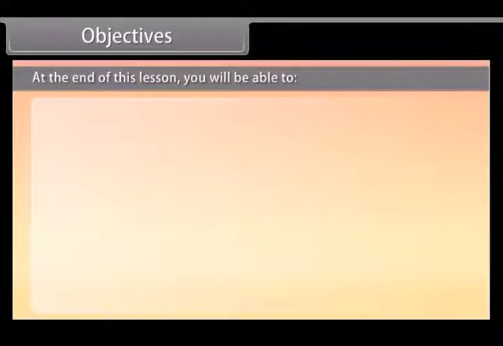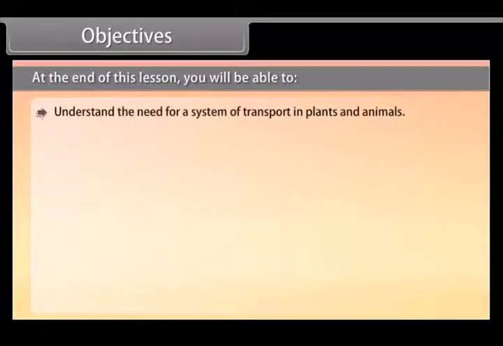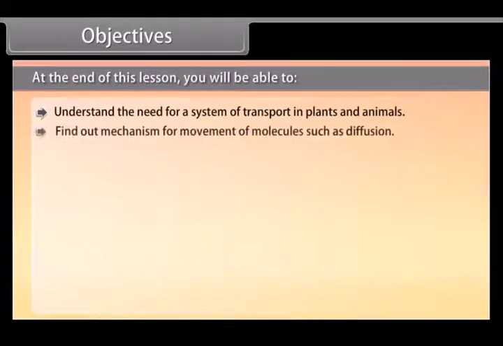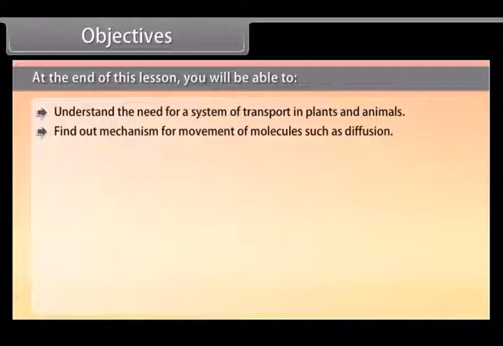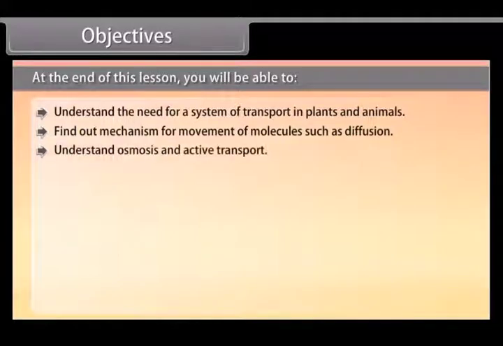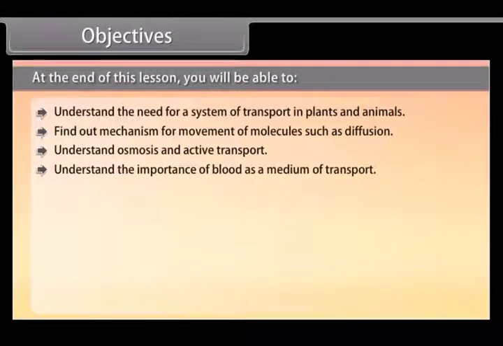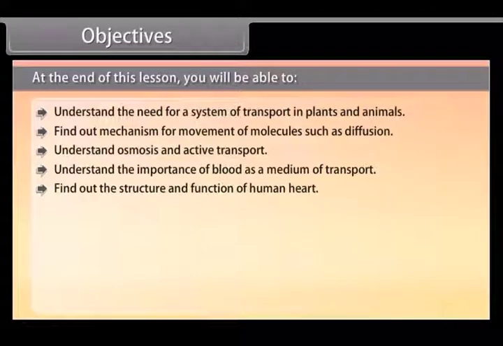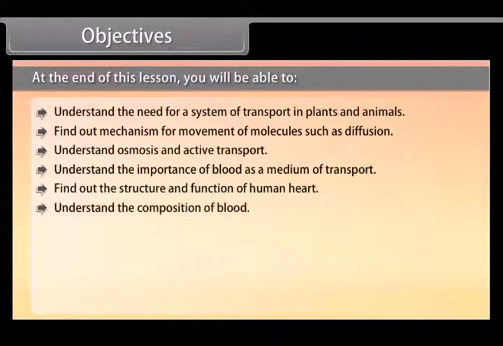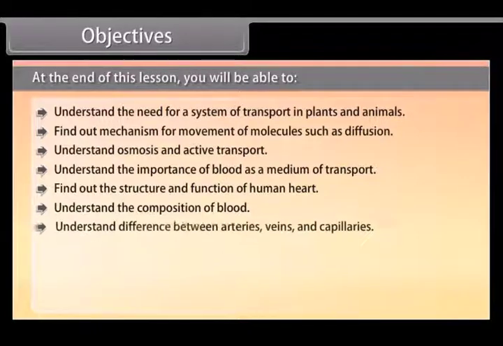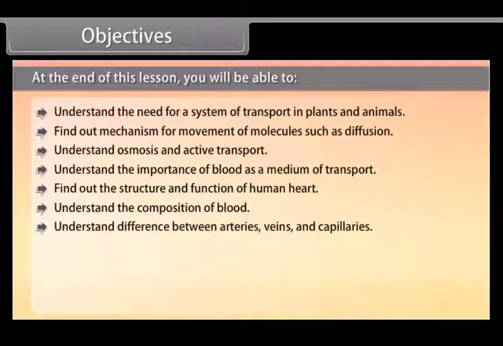Objectives. At the end of this lesson, you'll be able to understand the need for a system of transport in plants and animals, find out mechanisms for movement of molecules such as diffusion, understand osmosis and active transport, understand the importance of blood as a medium of transport, find out the structure and function of human heart, understand the composition of blood, understand difference between arteries, veins and capillaries.